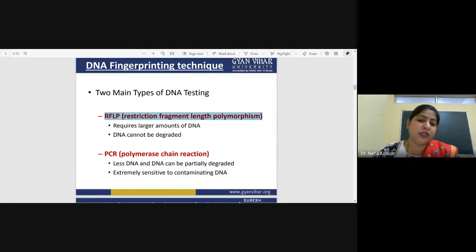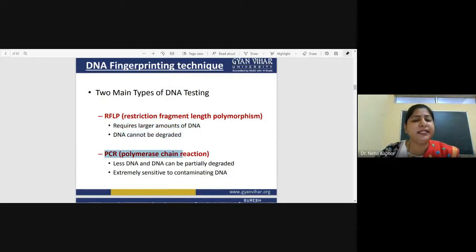restriction fragment length polymorphism, in that case, as the name suggests, restriction fragment, that means we have to use restriction enzyme so that different length fragments can be generated, and depending upon those fragments we can ascertain the polymorphism. So for this very technique we require a very large amount of DNA, and DNA shall not be degraded.